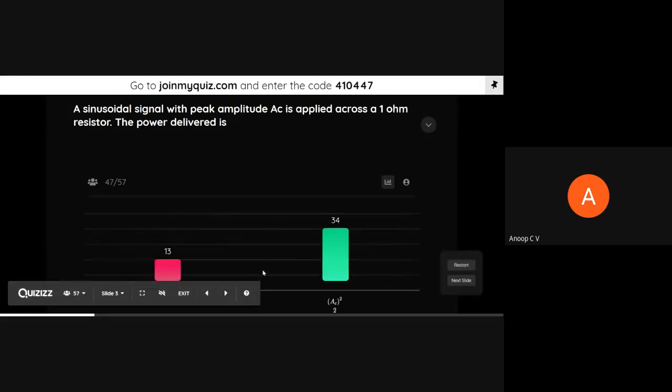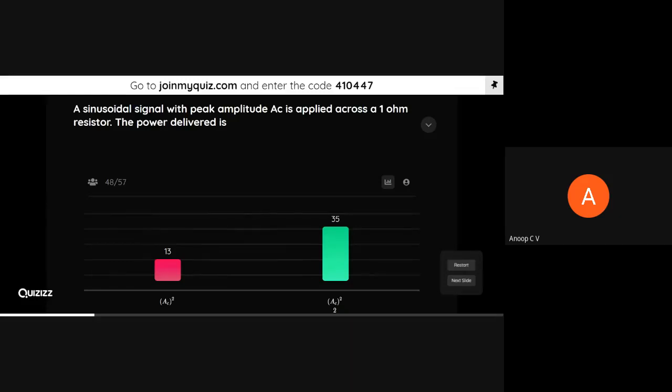So in this, after 47 answered, 13 have given a wrong answer, AC square, and 34 have given the correct answer, AC square by 2. Why is it AC square by 2? Actually, it is V square by 2R. If AC is the peak amplitude, why is it not AC square by R? Why is it AC square by 2R?